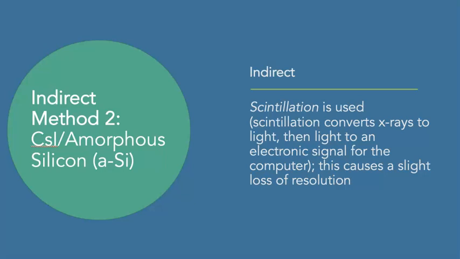All right, let's move on to indirect method of digital radiography 2, or the second indirect method. This one uses cesium iodide and amorphous silicon, or ASI. So again, as a reminder, if we're talking about an indirect method, what it indicates automatically is that the extra step of scintillation is involved. What this means is X-rays are converted to light and then an electronic signal. Remember, that could also mean a loss of resolution.